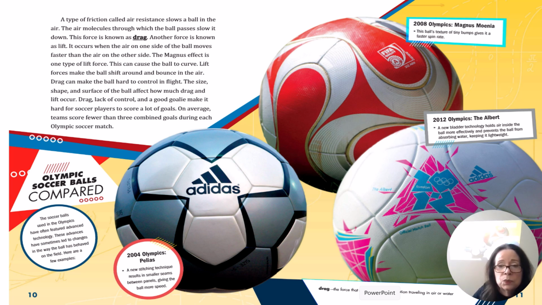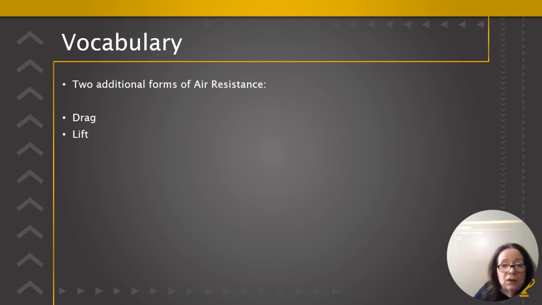And this one, I believe, did have a bladder, which is inside the soccer ball. It is a heavier form of plastic, and it holds the air inside the soccer ball. It makes it tighter and more firm, and that gives the ball more lift. Again, the vocabulary that we're looking at here is drag and lift.